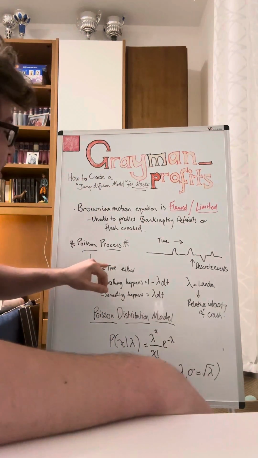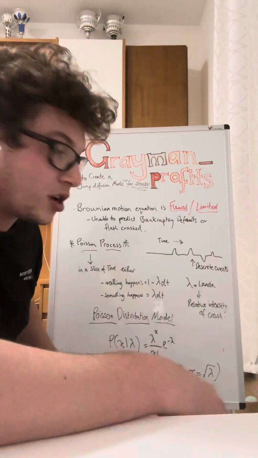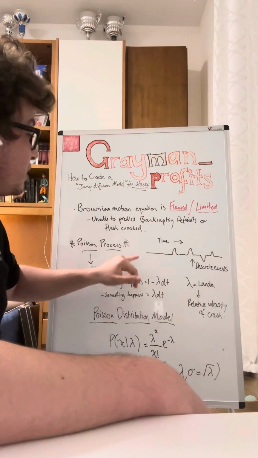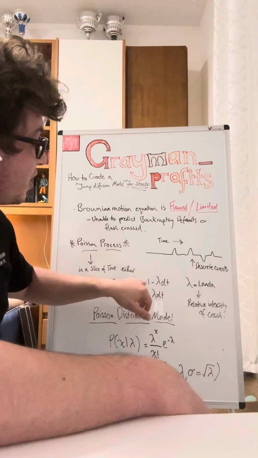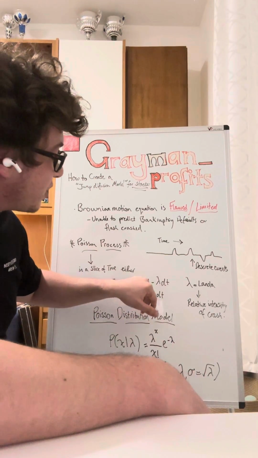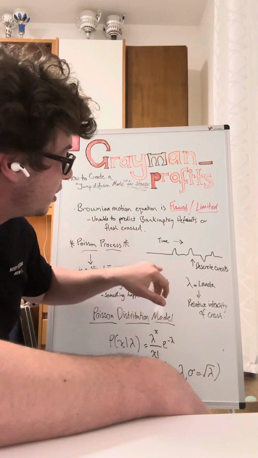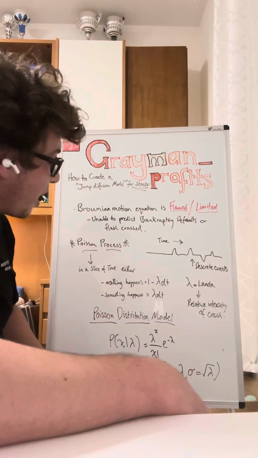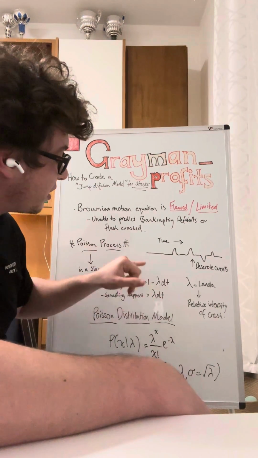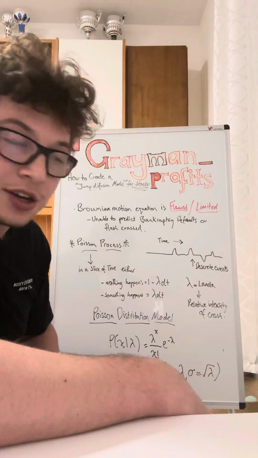So, in a slice of time, it is represented in the equation as this. If nothing happens in one momentary moment in time, that means that it is represented as 1 minus lambda dt. And if something does happen, it is represented as lambda dt, creating the deviation.